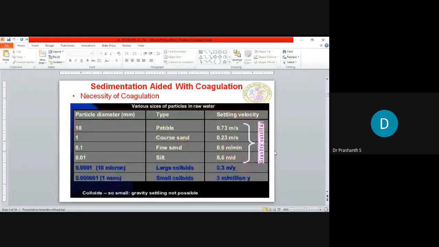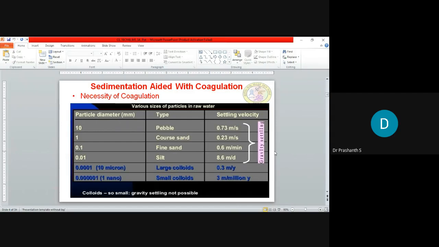See, this is a table which shows the sizes of the particles. Why is coagulation necessary? What is the necessity of coagulation? See, a particle with diameter 10 mm, we call it a pebble. If you put the pebble in quiet water, definitely it is going to settle easily with a settling velocity of 0.73 meters per second.